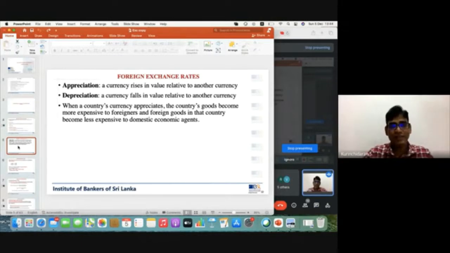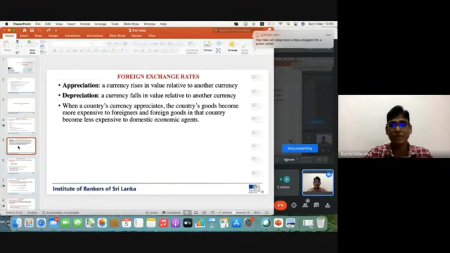And also, we regularly use the words appreciation and depreciation. When it comes to appreciation, you should be able to feel that a currency rises in value relative to another currency, right? Now, if dollars are rising in value relative to the Sri Lankan currency, that's an appreciation. If it is the other way around, we call it depreciation, right? So if somebody asks whether a foreign currency has appreciated or depreciated, you should be able to explain.